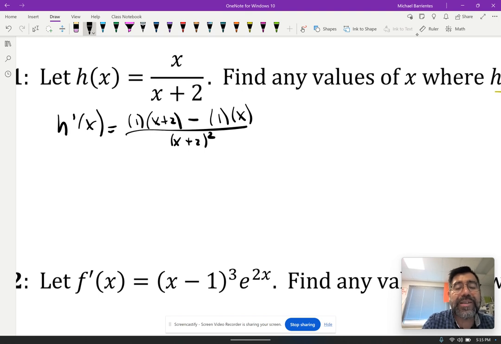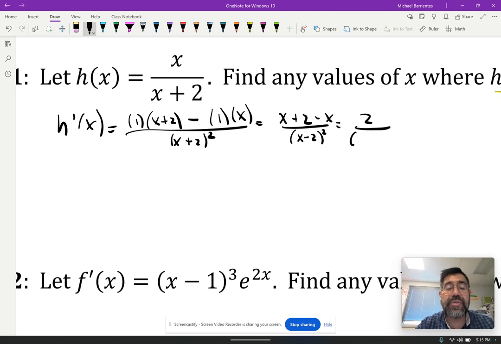Do I need to write all this? Maybe not. You can probably do some of it in your head because the next line would give me x plus 2 minus x, and that's going to make the x's cancel out, so I'm left with 2 over x plus 2 squared. I think I lost the plus there. There you go. So here's my derivative.